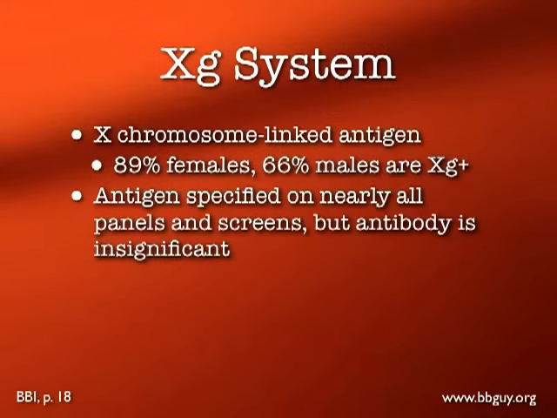XG is a system that you will see on every single blood or antibody identification panel that you look at. However, the antibodies are usually not an issue at all. It's called XG because the gene coding for this antigen is present on the X chromosome. So 89% of females carry the antigen, 2/3 of males carry the antigen as well. And as I said, despite the fact that the antigen is there, it really doesn't cause problems.